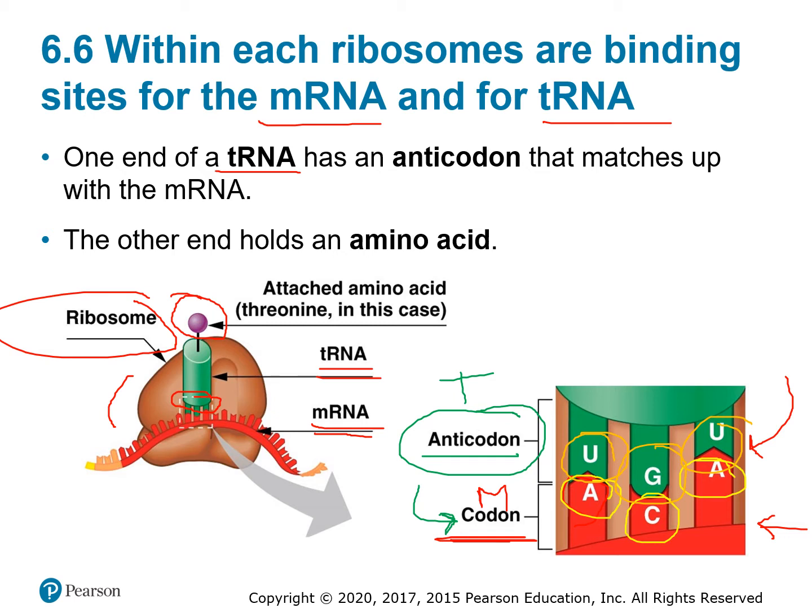Now later we're going to talk about mutations. And a mutation is just a change in the DNA sequence. Well, that change in the DNA sequence can change the RNA, the mRNA sequence. And sometimes when it changes the mRNA sequence, it will actually change the amino acid that is put in at the site of the ribosome. Okay? And that's because if the codon has changed, then the anticodon will change. And then the wrong amino acid can be brought in.